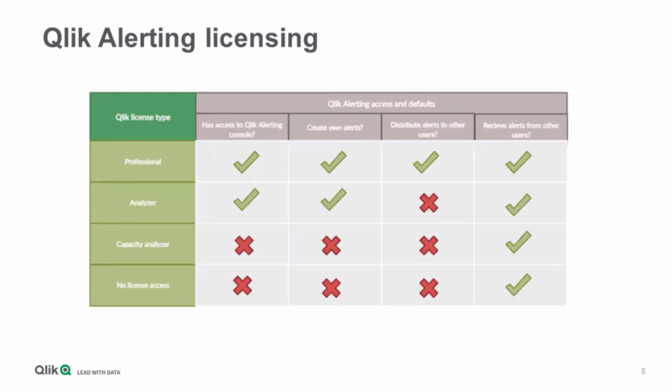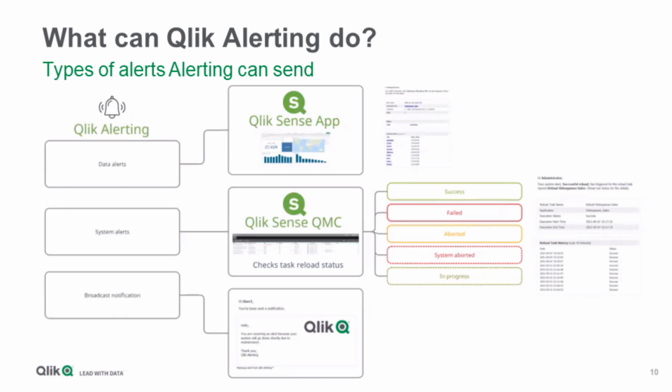What types of alerts can Qlik Alerting generate? You can generate data alerts, so that means it will look into Qlik Sense data application, then filter by dimensions. You can also do system alerts, which means every time a task reloads, you can choose between success, failed, abort, system abort, or in progress. So you will receive an email about the status of the task. So like you could have an admin be aware of when a data update fails. Yeah, exactly. You can also configure broadcast notifications.